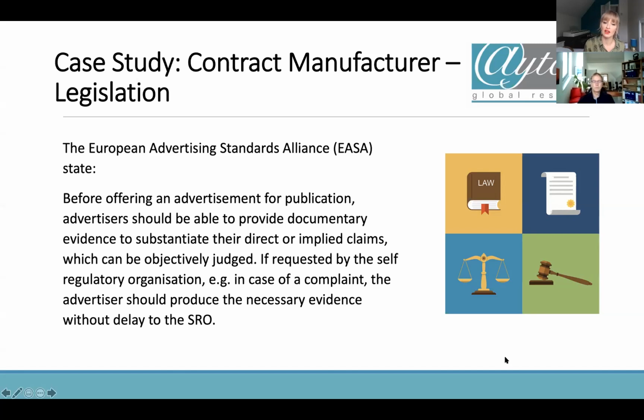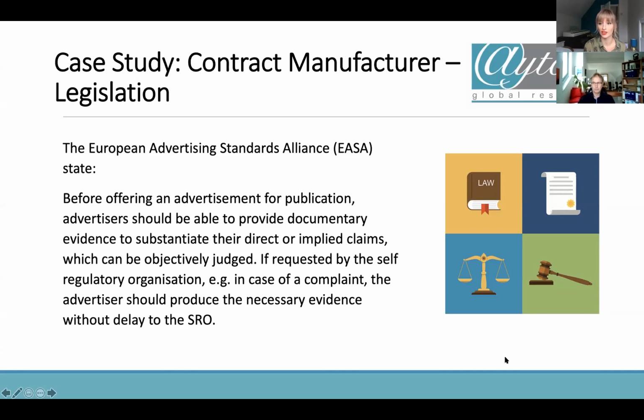And then they need to have it readily available if it's ever requested by the regulatory organization, and it should be without delay. So this is the important thing I always talk about. A lot of people will get their claims validated in hindsight, but it's really important to build it into your new product development, not just to make sure that you're targeting your marketing correctly, but also so you don't have to go back and try and get that evidence at a later point if you don't already have it.